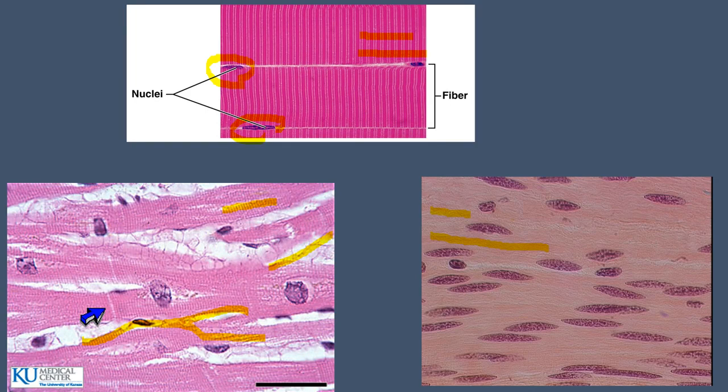The other big clue besides the branching, notice right here, these lines right here that I'm highlighting, those are what we call intercalated discs. It's a special, unique thing on cardiac muscle. It's going to be involved to allow the muscle to contract as a single unit, even though you have thousands of cells. These intercalated discs are seen only with cardiac muscle.